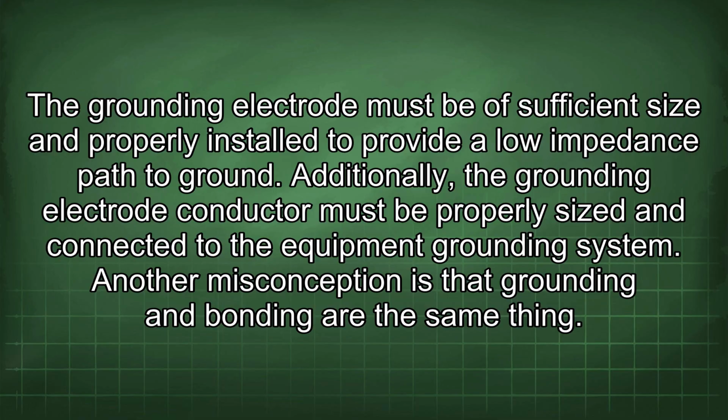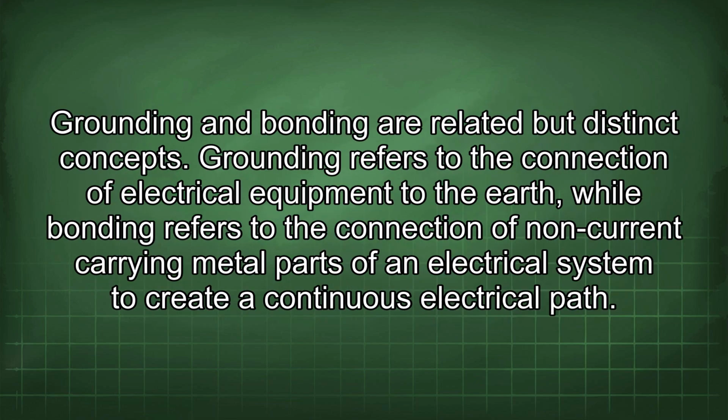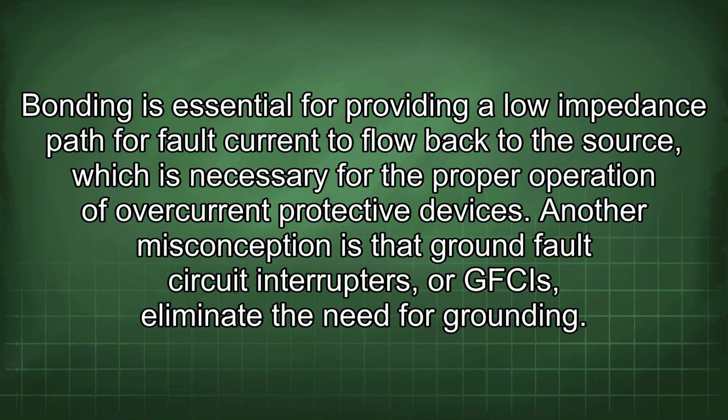Another misconception is that grounding and bonding are the same thing. Grounding and bonding are related but distinct concepts. Grounding refers to the connection of electrical equipment to the earth, while bonding refers to the connection of non-current carrying metal parts of an electrical system to create a continuous electrical path. Bonding is essential for providing a low impedance path for fault current to flow back to the source, which is necessary for the proper operation of overcurrent protective devices.